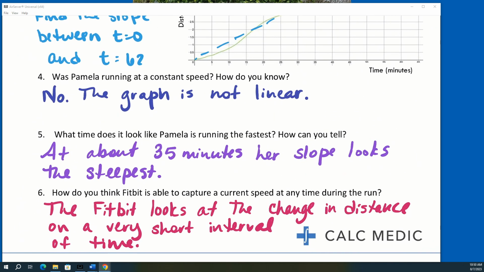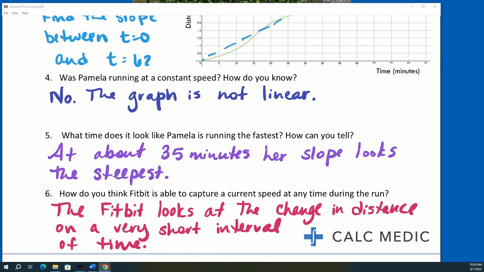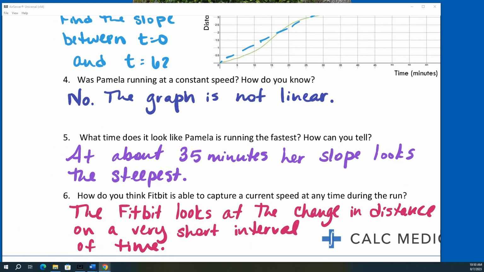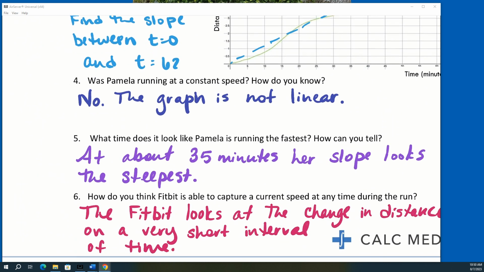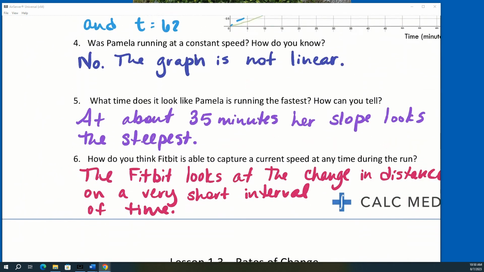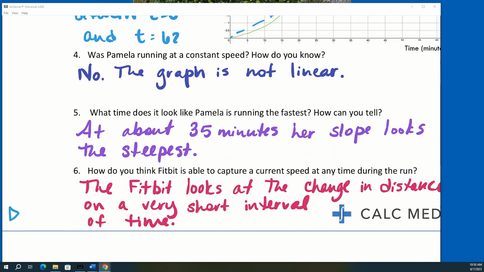And then I didn't hear you guys talking about six as much as I heard my last class talking about six. Some people were thinking it had something to do with the heart rate, like the Fitbit was calculating the heart rate to try and figure out the speed at any moment in time. But what the Fitbit does is it looks at the change in distance in a very short interval of time. You can't say that interval of time is 0 because you can't divide by 0. But what you're saying is the change in time is approaching 0.